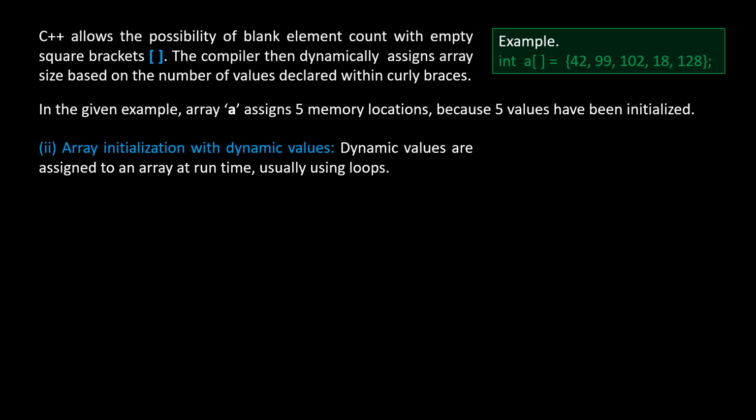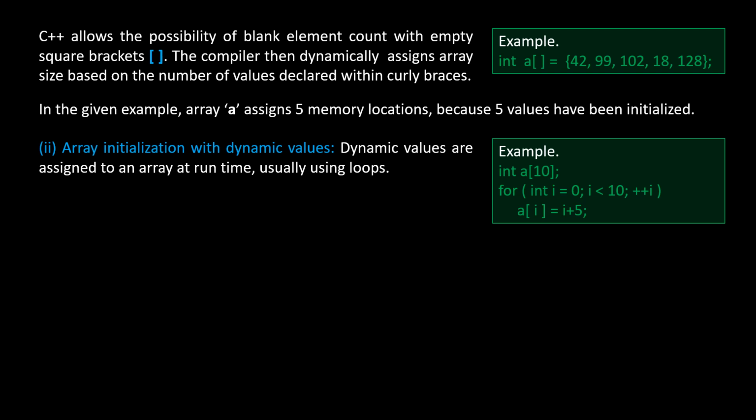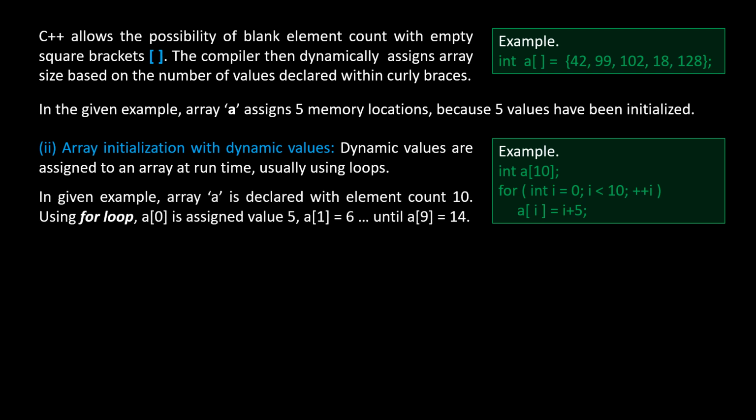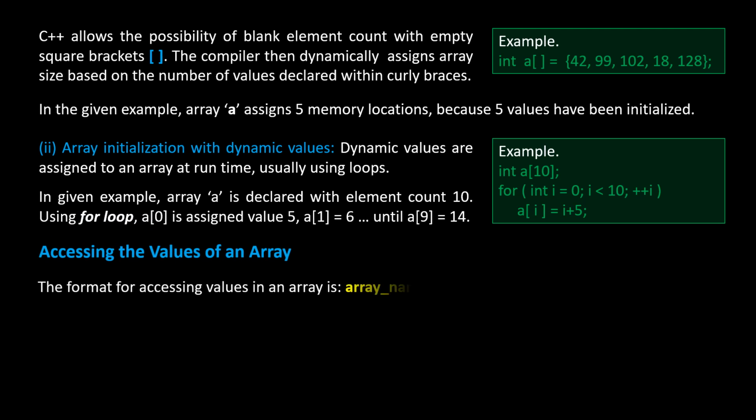Number 2. Array initialization with dynamic values. Dynamic values are assigned to an array at runtime, usually using loops. In this given example, array a is declared with element count 10. Using a for loop, a[0] is assigned the value 5, a[1] equals 6, until a[9] is equal to 14.